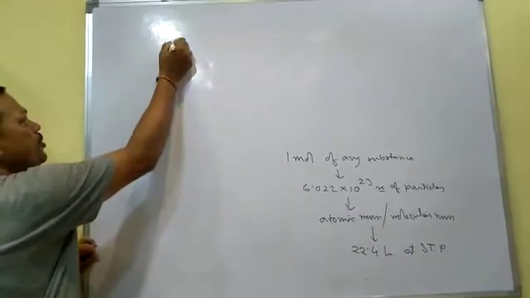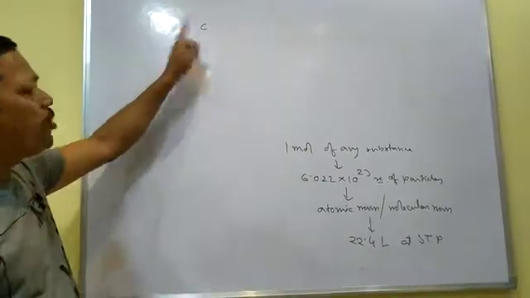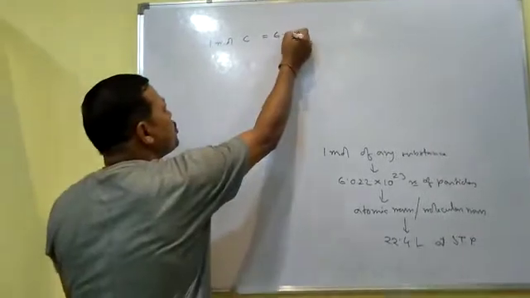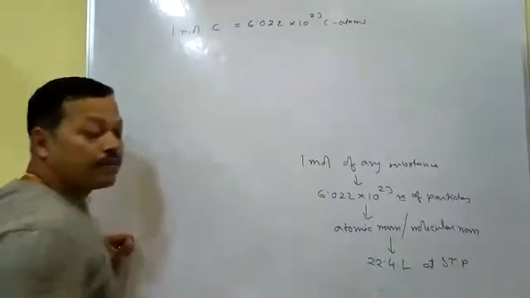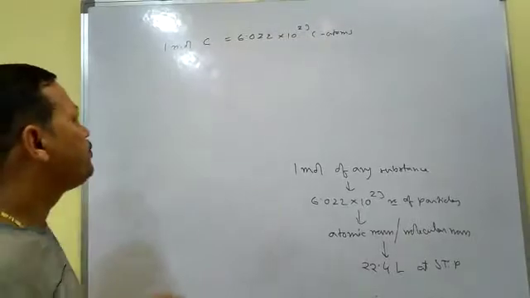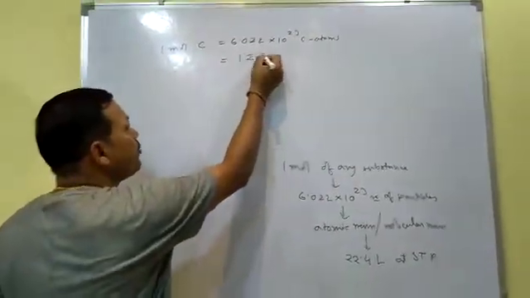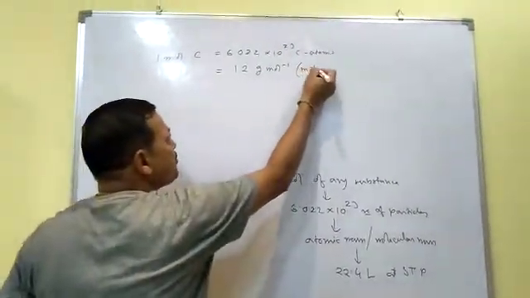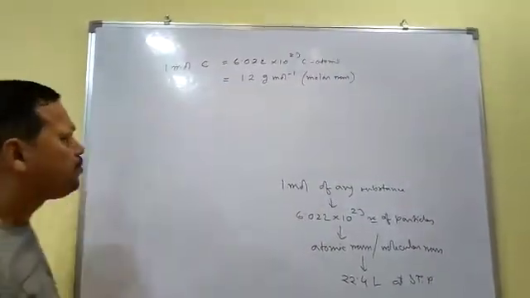Now suppose 1 mole carbon. As you know, 1 mole carbon means how many atoms will be present inside it? 6.022 into 10 to the power 23 carbon atoms will be present. And what will be the mass of 1 mole carbon, which is called molar mass, I mean mass of 1 mole? The atomic mass of carbon is 12, that's why it will be 12 gram per mole. This is the unit of molar mass. That's why gram per mole. 1 mole contains this much gram.